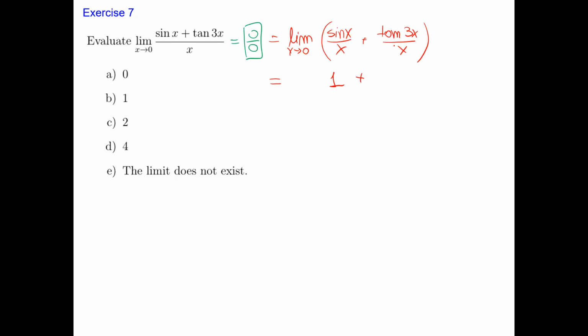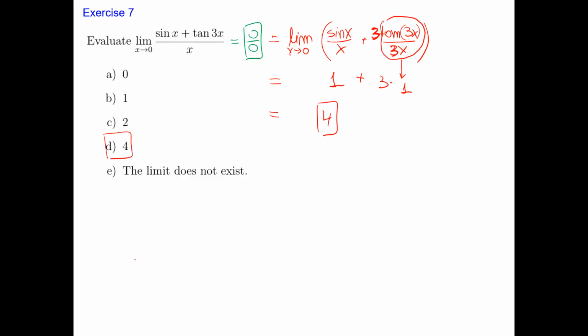We definitely need the same quantity as this. That means I can multiply and divide by 3. And this expression is 1 as x goes to 0, and this will stay 3. Okay, 1 plus 3, 4. The final answer is 4.